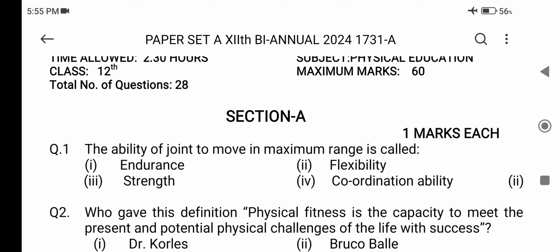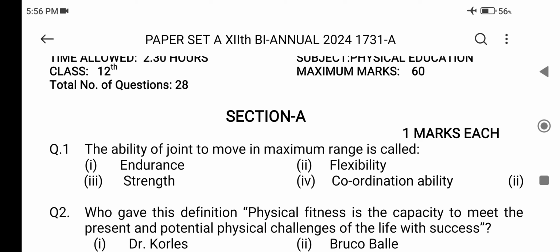Question number 1. The ability of a joint to move in maximum range is called: option first endurance, second flexibility, third strength, fourth coordination ability. Answer is option second, flexibility.